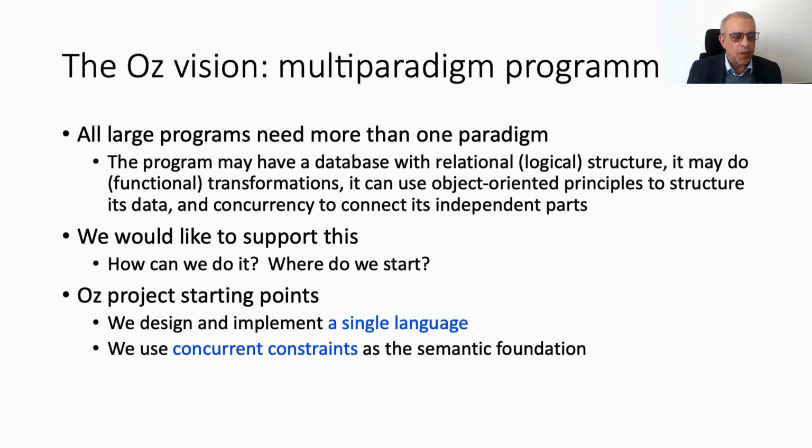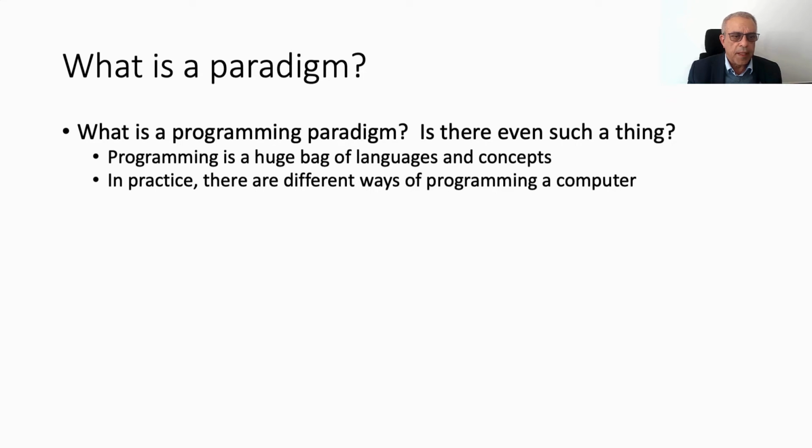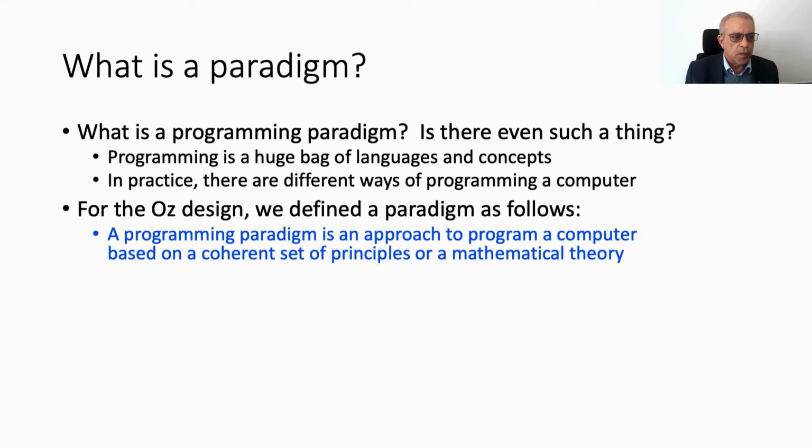The starting point of the Oz project is that we want to design and implement a single language, and we used concurrent constraints as its semantic foundation. So let's start and ask ourselves, what is a paradigm? And is there even such a thing as a paradigm? Programming, as we know, is a huge bag of languages and concepts, and in practice, there are different ways of programming a computer. For the Oz design, we define a paradigm as follows. A programming paradigm is an approach to program a computer based on a coherent set of principles or a mathematical theory.